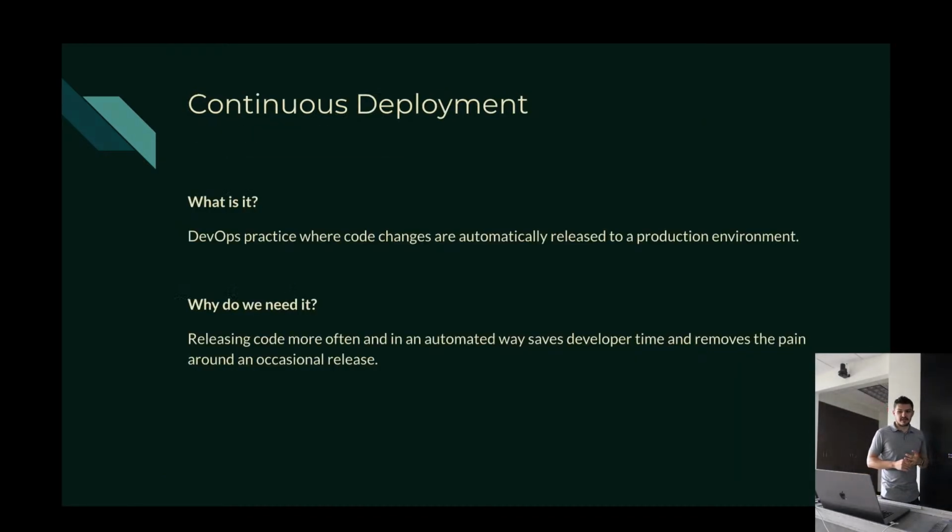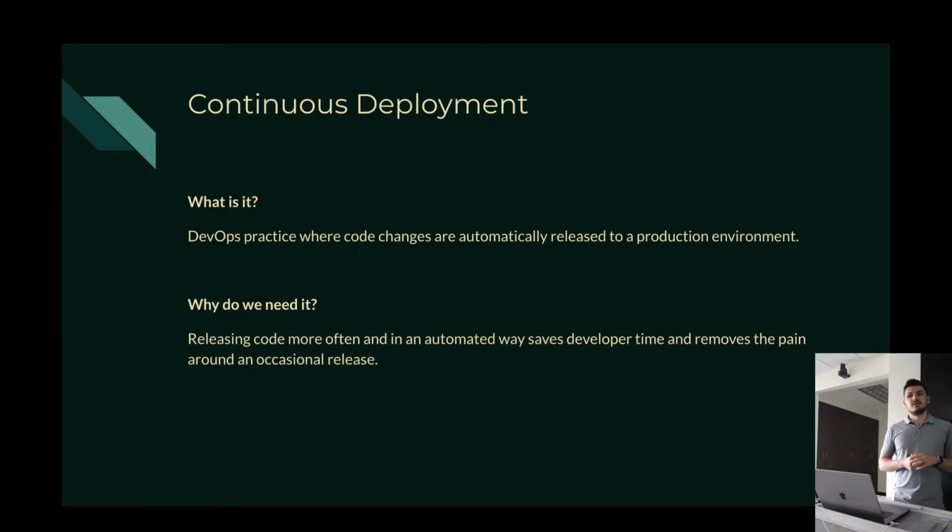So the other side of things, continuous deployments. What is it? It's another DevOps practice where code changes are automatically released to a production environment. And why do you need this? Releasing code more often in an automated way saves developer time and removes the pain around an occasional release. If you've ever released an app before, you know it is terribly painful. Going through app review is terribly painful. It's not necessarily easy to upload any of the builds.